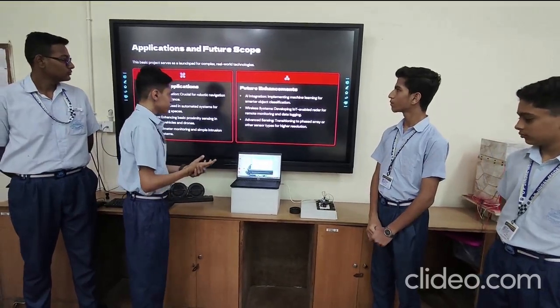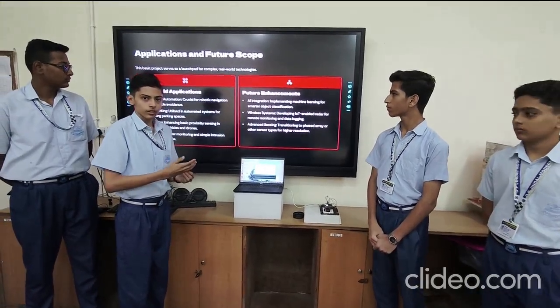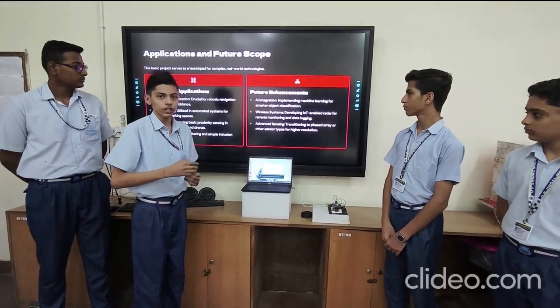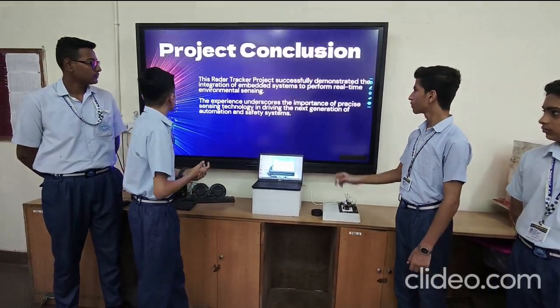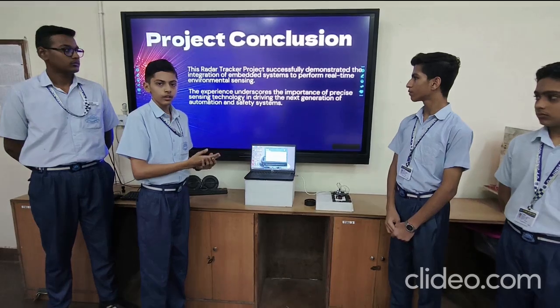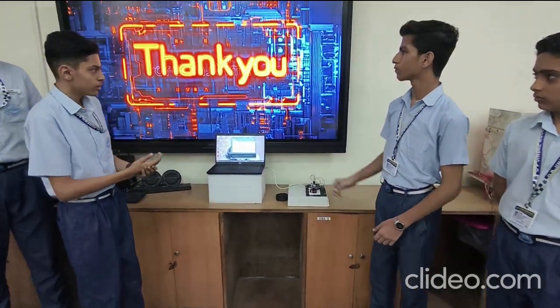Its application and future scope: it is applied in ships and planes for radar purposes, and it can also be used for personal monitoring in homes. Finally, to conclude, it gives real-time information, speed, and coordinates of the object and is very useful. Now let's move towards the practical example of our project.